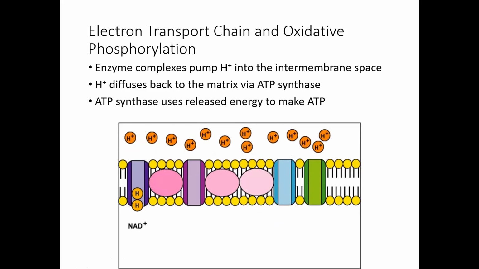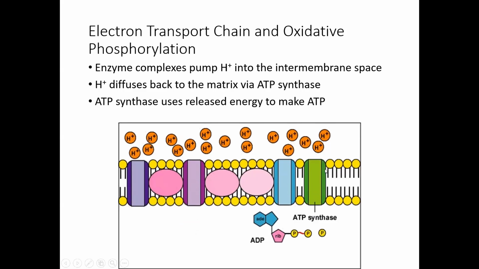You have even more up here in the inner membrane space. They want to diffuse across back down to the matrix to reach equilibrium. That's just what they want to do. There's a high concentration on one side and a low concentration on the other side, and simple diffusion wants to take place. The only way for those hydrogens to come back into the matrix is through this last enzyme called the ATP synthase. It will let the hydrogens come through.